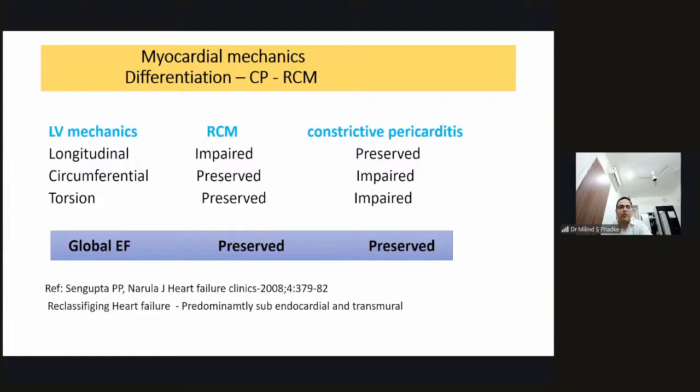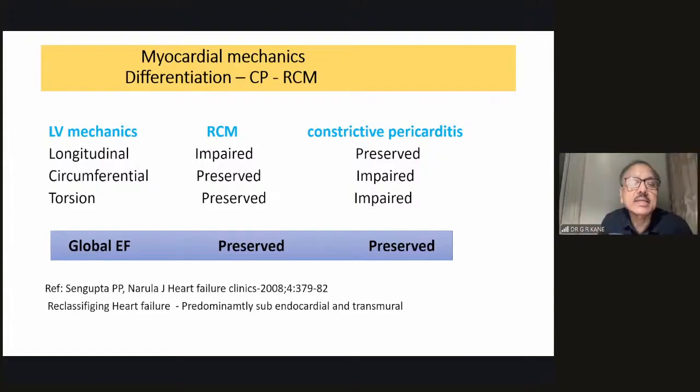A very important topic for all of us. All of us keep seeing patients of constrictive pericarditis. As he rightly pointed out, one has a very good prognosis if detected properly and early, and one does not have that much. So making a diagnosis of CP is very important.